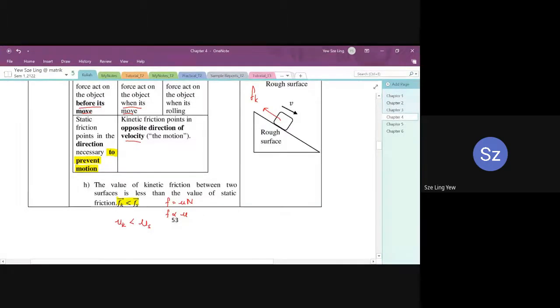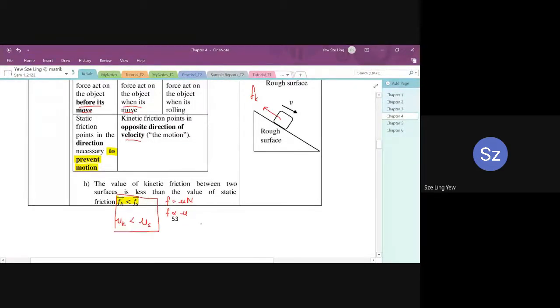So these two things can come out in our objective questions because they don't require you to do much calculation. It just needs you to understand a bit of concept. These two values also tell us one piece of information: in order to initiate a motion, you need more force. But once the object starts to move, less force is needed to maintain the motion.